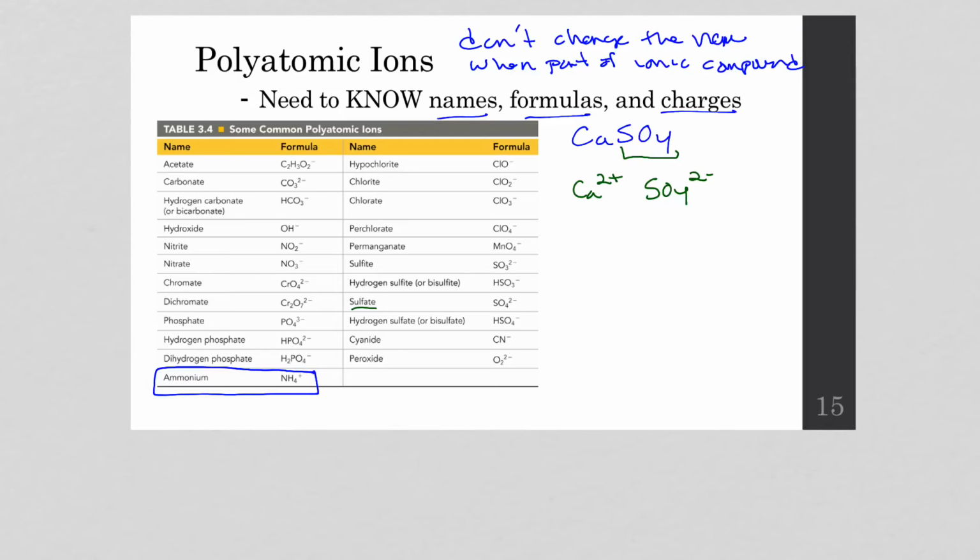So when I go to name this, I'm just simply going to call it calcium. Now, I don't need a Roman numeral because it's one of my group 1, 2, or 3 metals. And so I'm going to name the positive ion, name the cation, and then I'm going to name the negative ion. And again, I'm not going to change the name, so I'm just going to call it calcium sulfate.